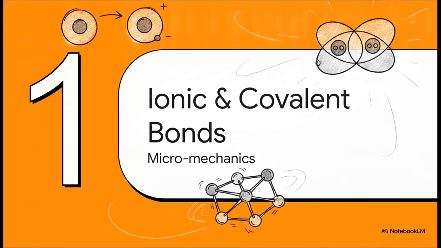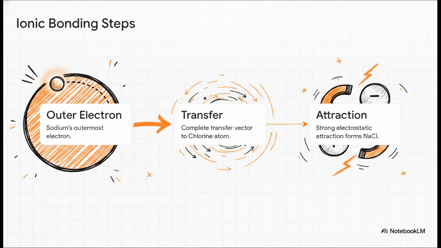All right, part 1, ionic and covalent bonds, the micromechanics of electron transfer and sharing. Okay, let's track this step by step. Look right here at step 1. We've got a single sodium atom, and I want you to notice that label pointing exactly to its single outermost electron. Now follow that thick arrow moving into step 2. That arrow physically represents the complete transfer of that electron over to a chlorine atom. It's literally relocating. By step 3, they aren't just atoms anymore. They're oppositely charged ions. See how those visual boundaries lock them tightly together? That shows the strong electrostatic attraction forming sodium chloride. It's a total permanent transfer of an electron.